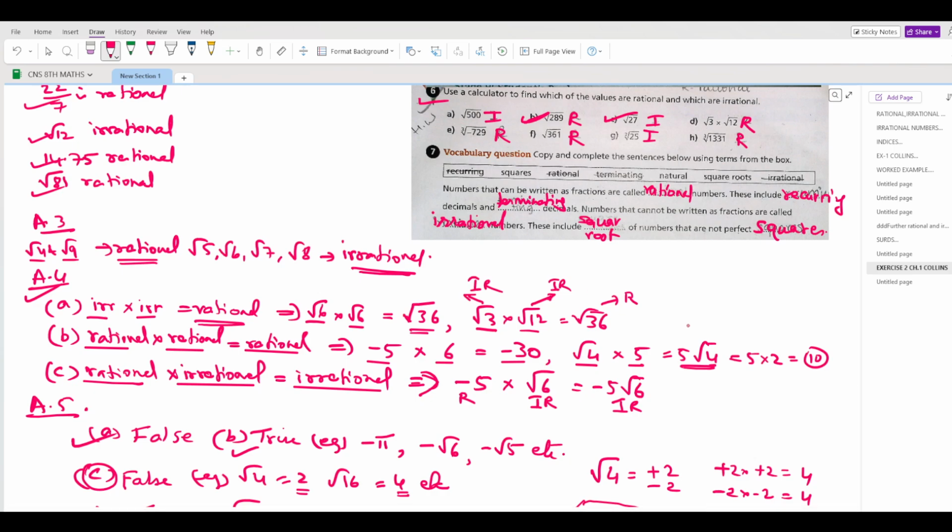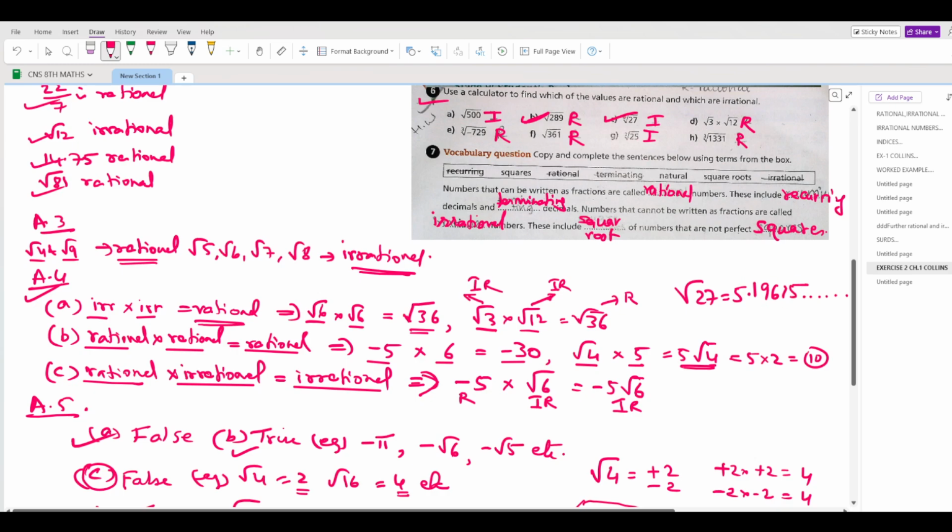Root of 27 on the calculator. The calculator is showing me 5.19615. Now this cannot be treated as a terminating fraction, because it is only up to these six digits that it is showing. There must be a continuation of it. So therefore, this is an irrational number.